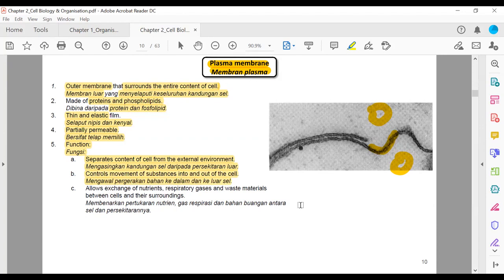Control movement of substances in and out of the cell. Mengawal pergerakan bahan ke dalam dan keluar sel. Sebab tu, remember what I said just now, dia bersifat telap memilih, partially permeable. So what can enter the cell freely, what cannot enter the cell freely, what can get out from the cell freely, what cannot get out from the cell freely is controlled by the plasma membrane. So what can pass through the plasma membrane, what cannot pass through the plasma membrane is controlled by the plasma membrane itself. Itu maksud dia.